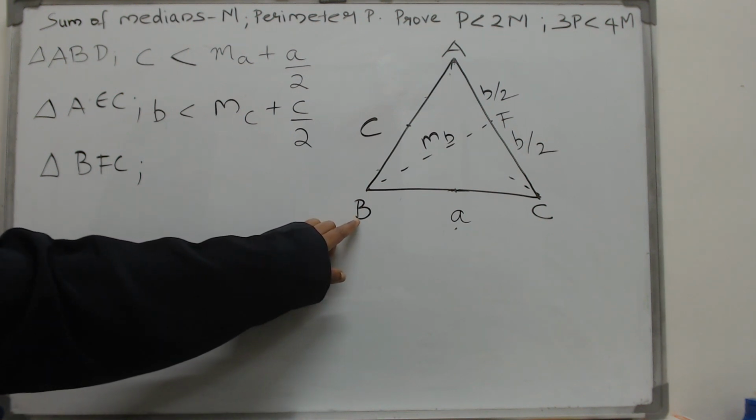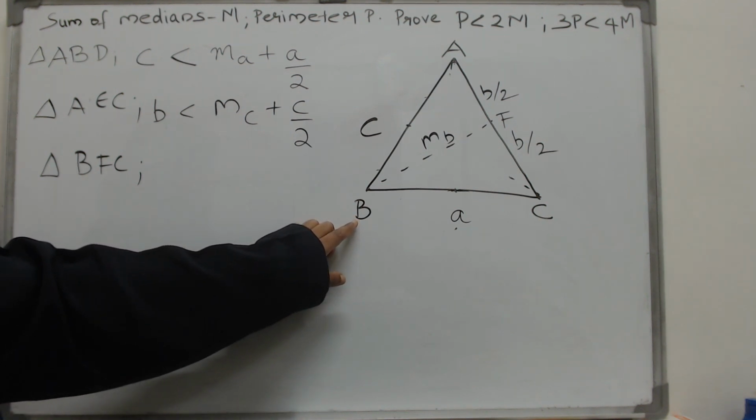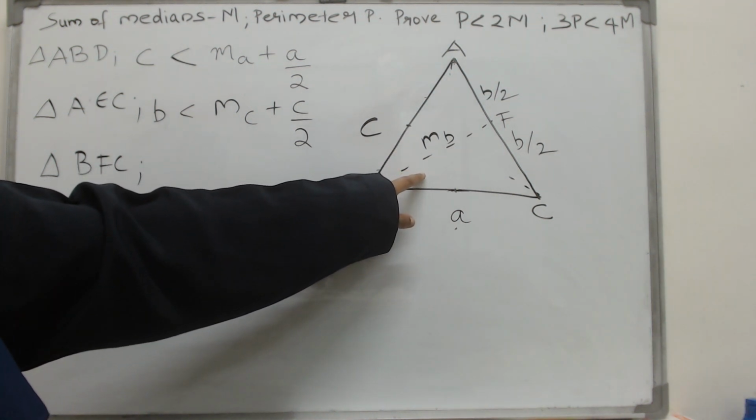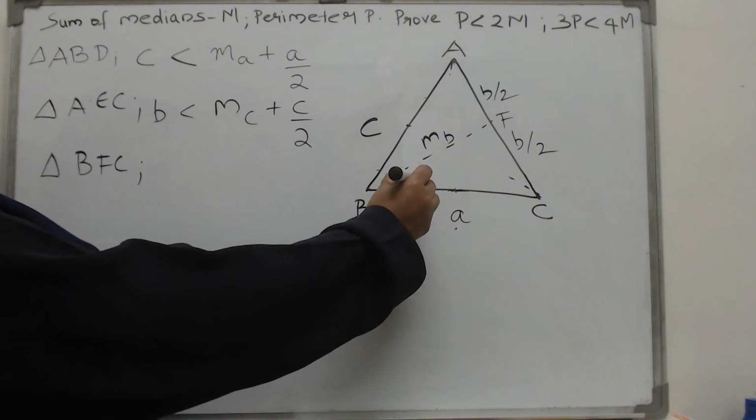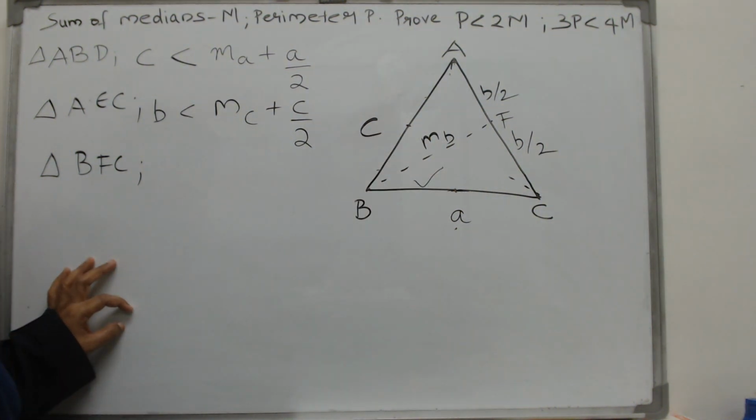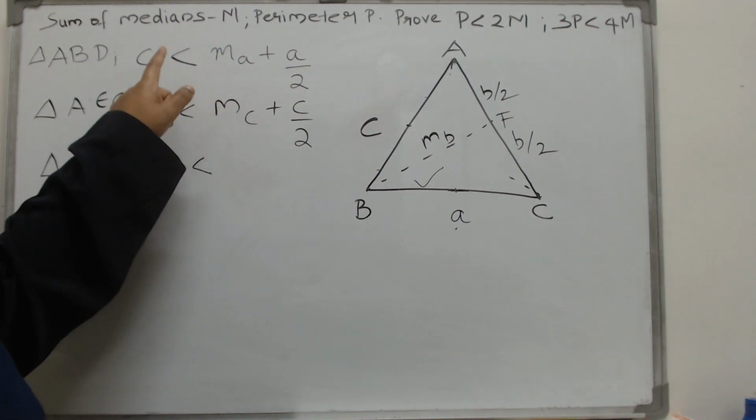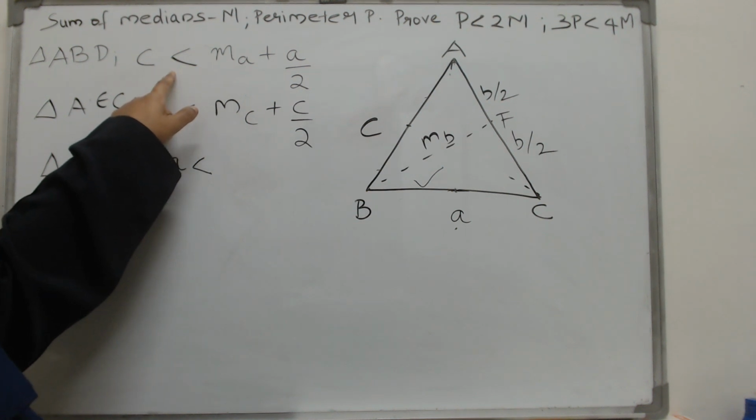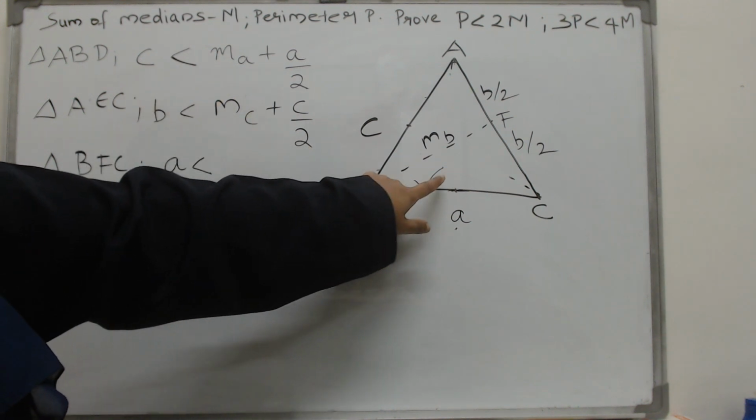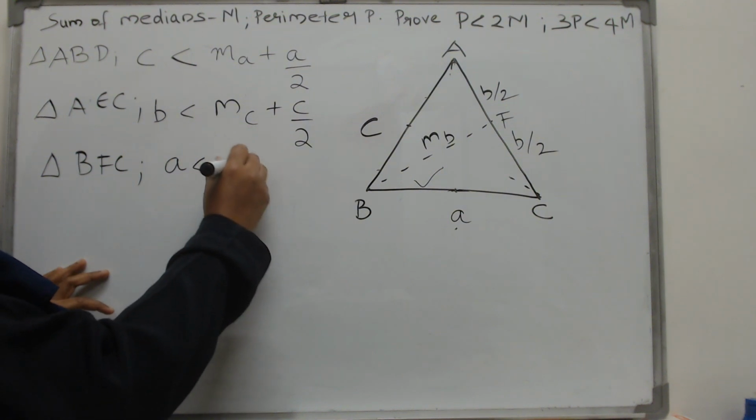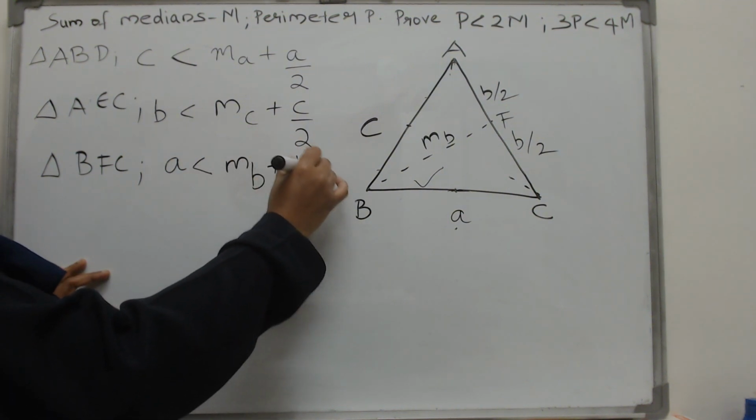Here I have constructed the median from the vertex B. I have called it MB. It cuts the triangle into two equal parts, but this time go for this triangle here. Why is that? If you go for this triangle, you will end up with an inequality which deals with C. But then we already have one such inequality. We don't want to be overloading C. So what we will do is we will go for this triangle, and what do we get? A is less than the sum of these two sides.